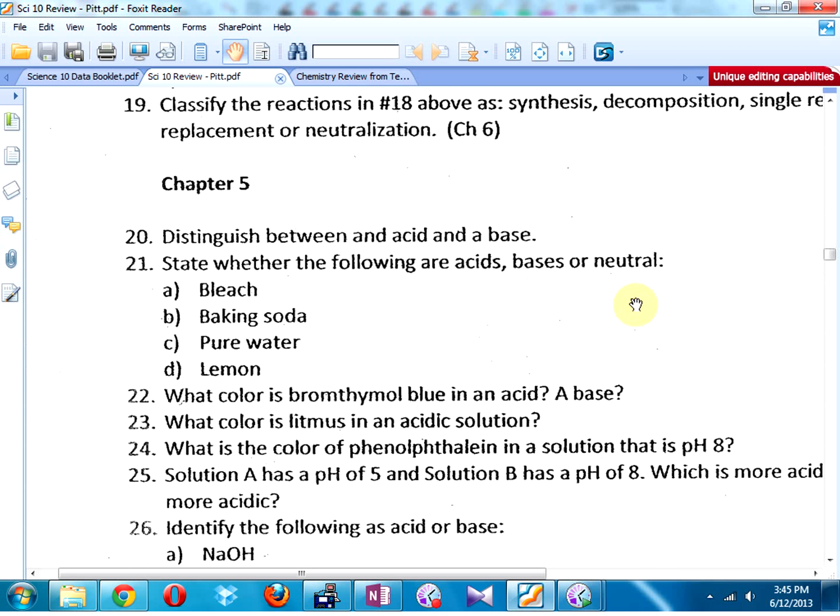Distinguish between an acid and a base. You need to know your pH chart. Acids are on the pH chart in which direction?